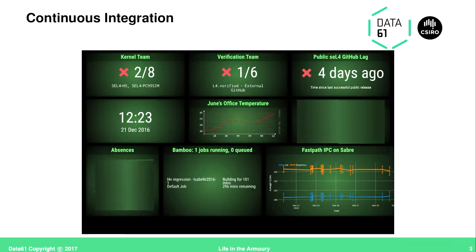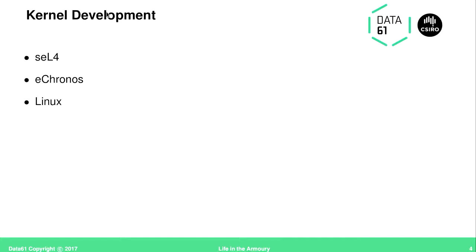And what I want to talk about today is some of the infrastructure behind getting these numbers up the top here. The top left-hand corner is how many tests failed in the last run of our continuous integration system. The middle is whether the machine-checked proof actually machine-checked or not. And the third one on the right is how long it's been since we've made a release to the external GitHub repository for seL4 and all of its stuff.